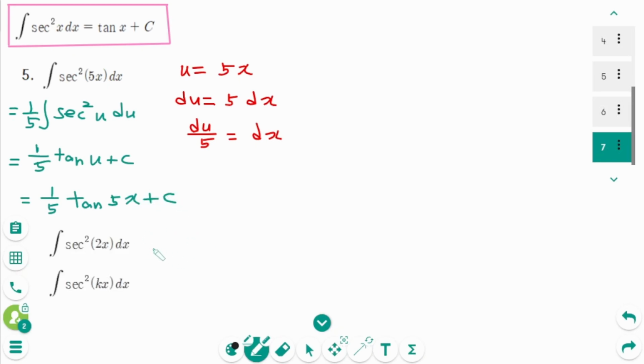Let's compare it with the basic formula. The integral of secant squared 2x dx: 5 makes 1 over 5, then 2 makes 1 over 2, tangent 2x plus c. Now we have a shortcut. k makes 1 over k, then tangent kx plus c.